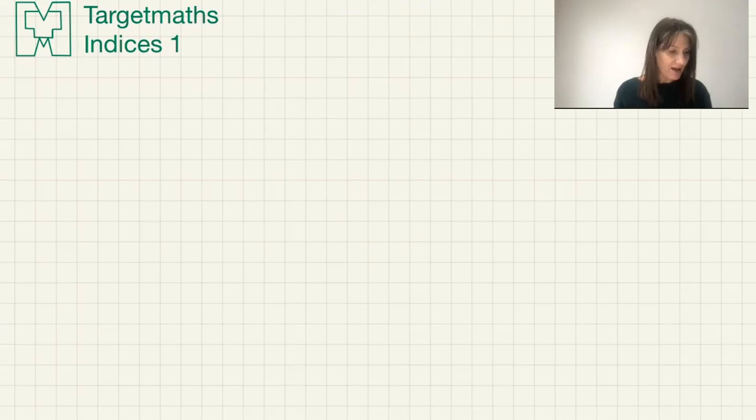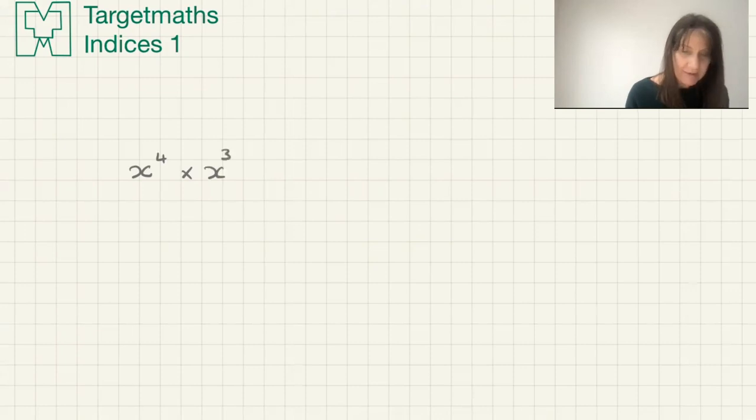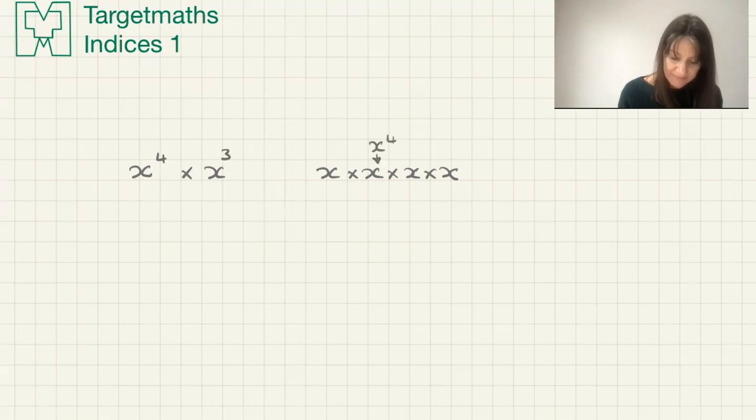So we are looking at our indices. We're going to start off with the first rule. So we've got a question like x to the 4 times x to the 3. And there's a really simple rule that helps us answer this question. Now, before we see the rule, we're going to see why the rule is what it is. So x to the power of 4, that means multiply x by itself 4 times. So I've got x times x times x times x. That is my x to the 4. Okay, that's it right there.